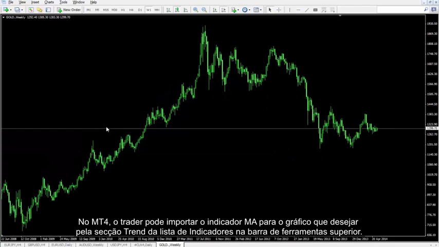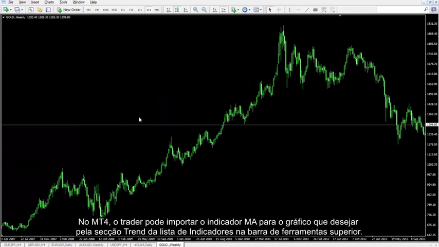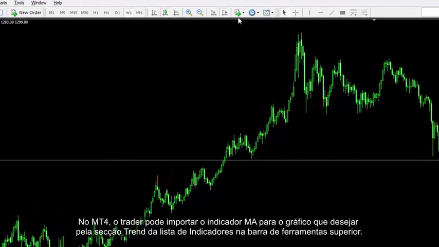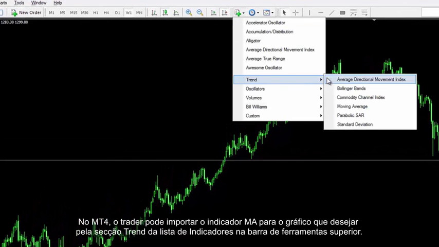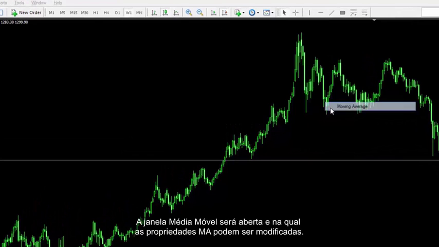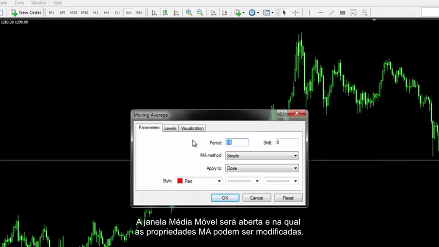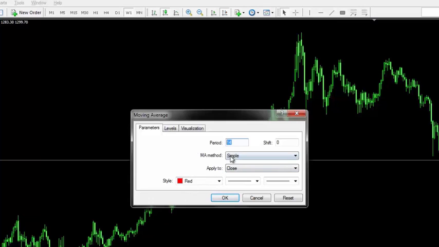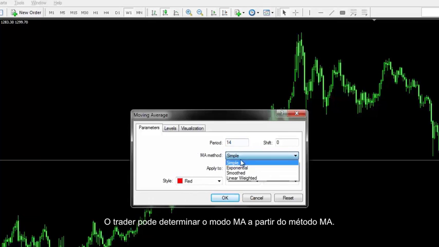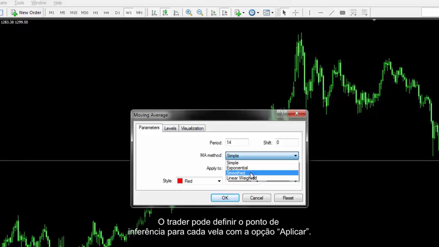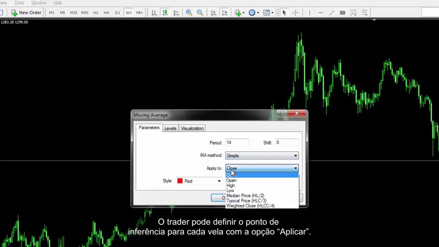On MetaTrader 4, a trader can import the MA indicator into the desired chart from the trend section of the indicator list in the top toolbar. Moving average window will be opened in which MA properties can be modified. A trader can specify the preferred number of periods in the Parameters tab. The more periods would slow down the pace of the MA trend. A trader can determine the MA mode from the MA method.